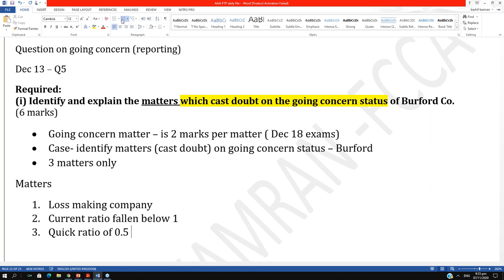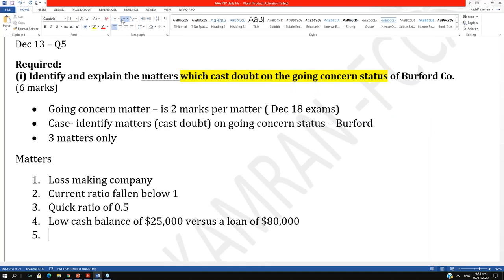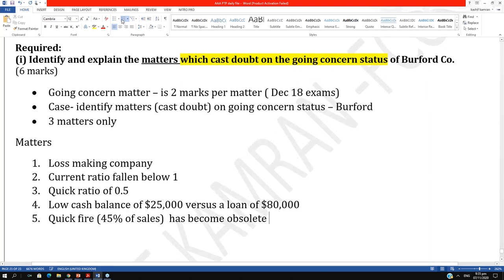I think the next point you must have identified is a low cash balance of $25,000 versus a loan of $80,000. Is that fine? And then you must have found a point that one of the quick fire products, which generates 45% of sales, has become obsolete. I hope you agree with all of these 5 points, right?